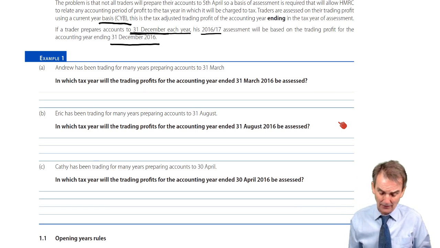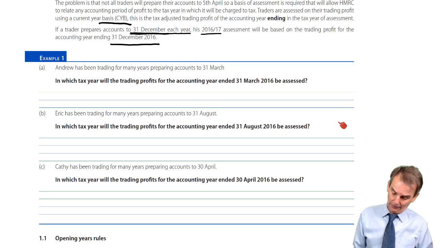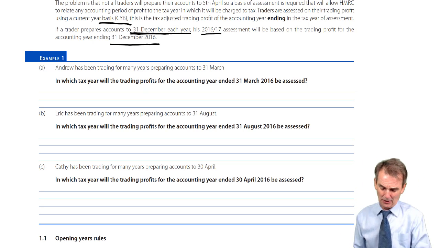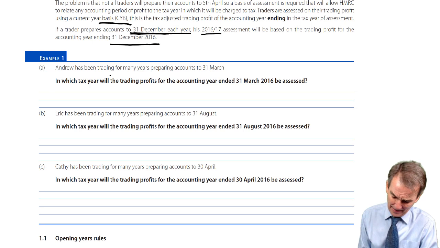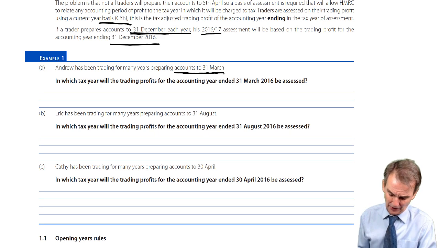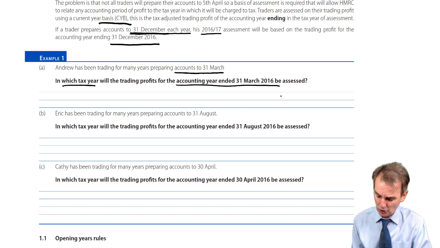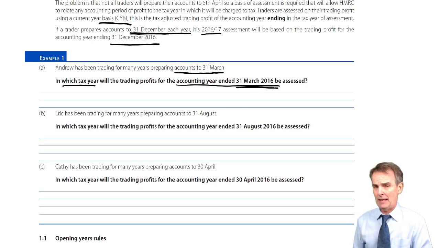But to begin with, let's have a look at example 1 in front of you and look at the normal CYB statement. We're told, part A, Andrew's been trading for many years, preparing accounts to the 31st of March. In which tax year will the trading profits for the accounting year ended the 31st of March 2016 be assessed? Now be very careful.